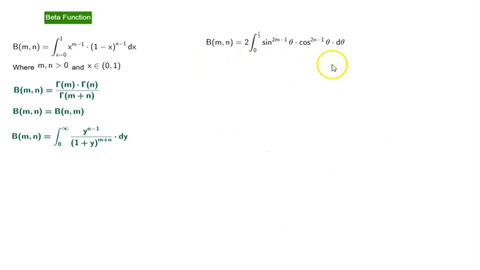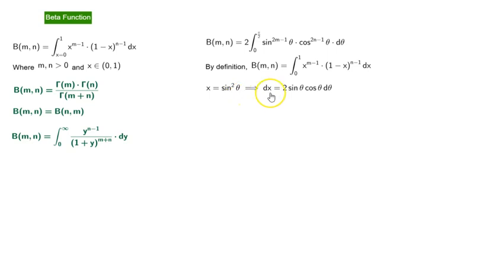One more proposition. Beta of m comma n is equal to 2 times the integral 0 to pi by 2 of sine to the power of 2m minus 1 theta times cos to the power of 2n minus 1 theta d theta. Again, you notice that here it is 0 to 1 and here it is 0 to pi by 2. So let's see. Again, starting with the definition, beta of m comma n is equal to the integral 0 to 1 of x to the power of m minus 1 times 1 minus x to the power of n minus 1 dx.